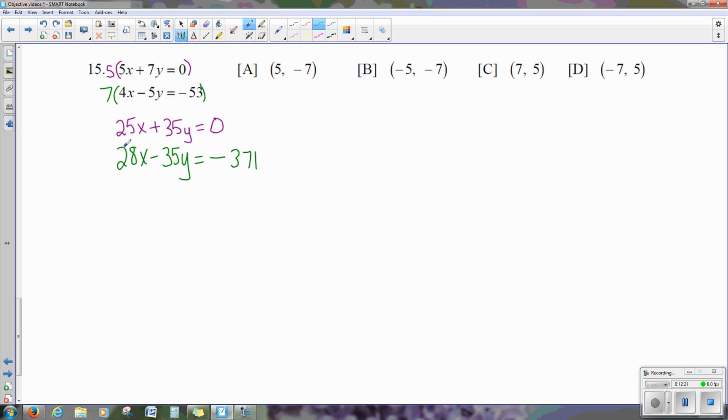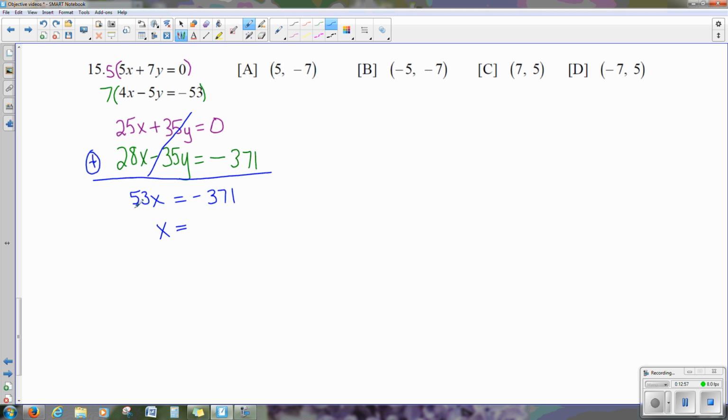Okay. All right, now, remember, we're trying to get them to cancel out. That was our goal. Now I'm going to add these two equations together. Remember, if you add something that's true to something that's true, you get something that is still true. So those are going to cancel each other out. 25x plus 28x is 53x, and it equals negative 371.